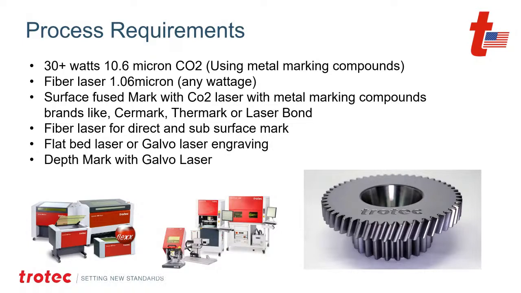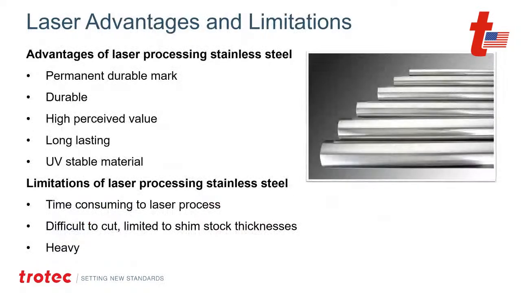Fiber lasers in turn will actually do a direct mark into the metal by actually removing the material itself, producing a direct mark or a subsurface engraved mark. Flatbed or Galvo laser engravings will both work with this. However, if you want depth into the surface of the metals, we're going to need a Galvo laser, and we'll cover that as well in this section.